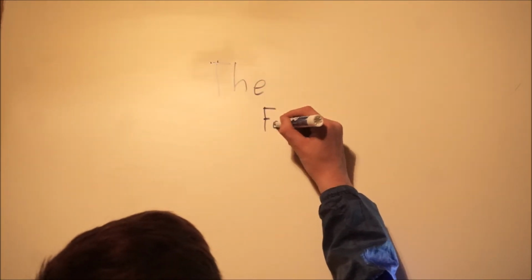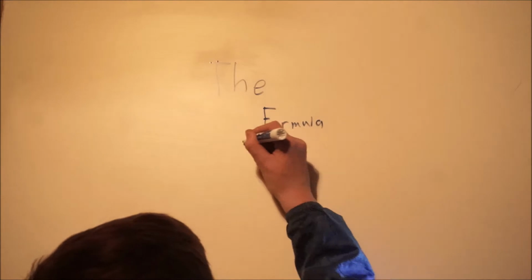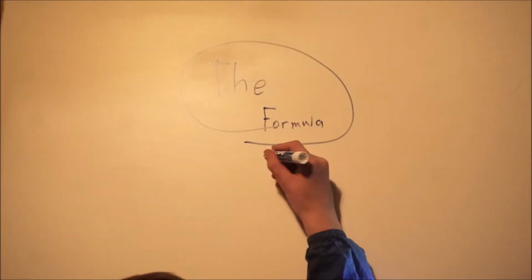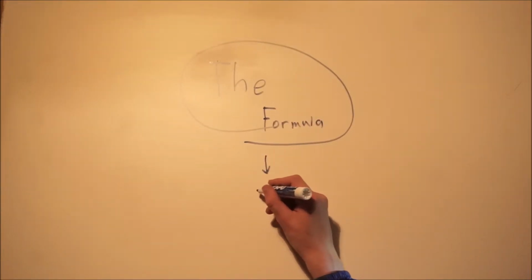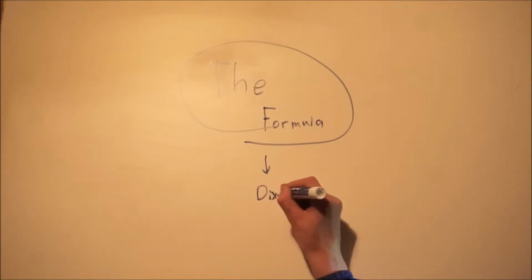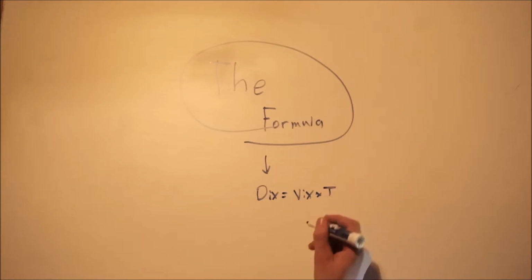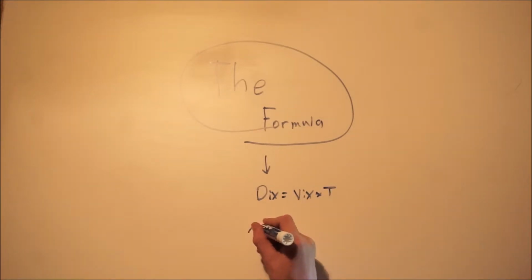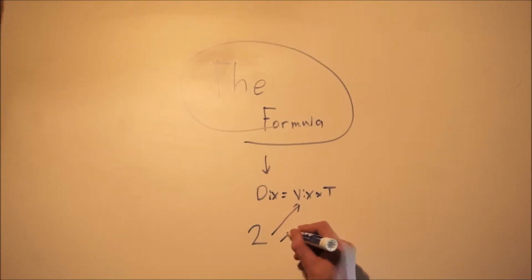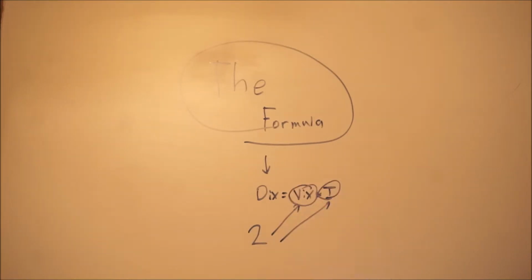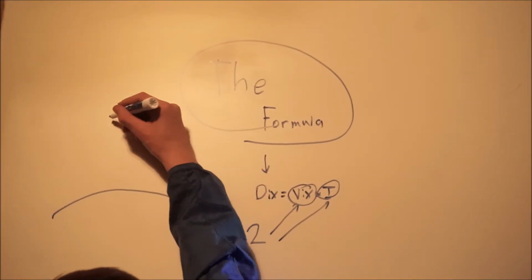So, what exactly is the formula we use to find horizontal distance? The formula is dix equals vix times t. And you only need two of these to solve for the missing one. So dix means distance, vix means initial velocity, and t means time.